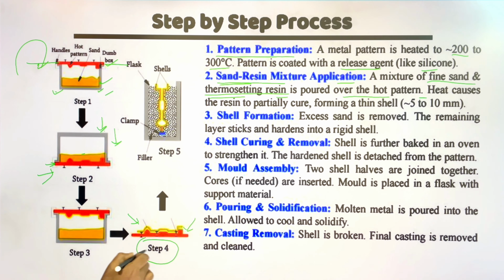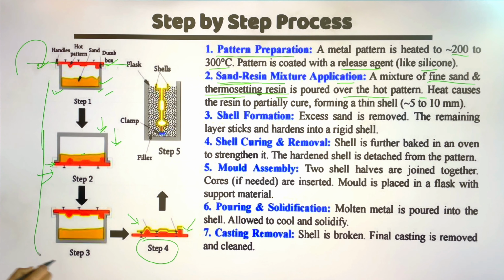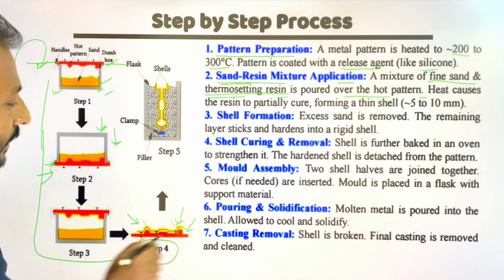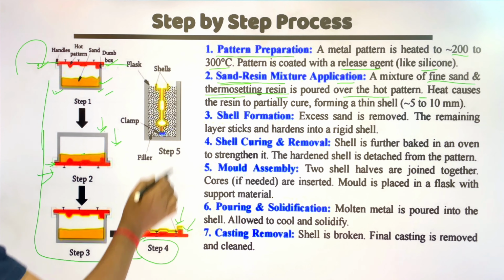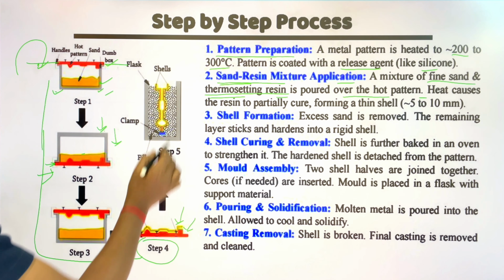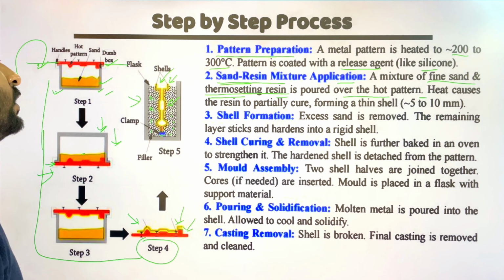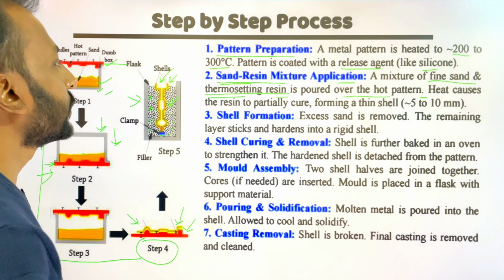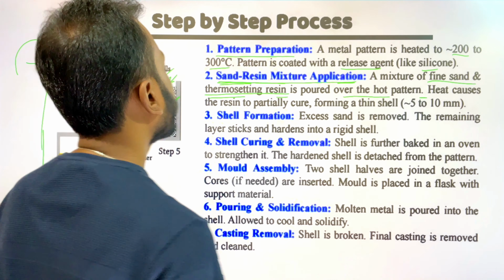We repeat this step 1 to step 4 another time and we get two of this, and after getting two of this we bind them together and support inside a flask. This is the grain, or we can say this is the normal silica sand, and after we get the shell we pour hot molten metal into this, and after solidification we get the final product. So sand resin mixture as discussed.